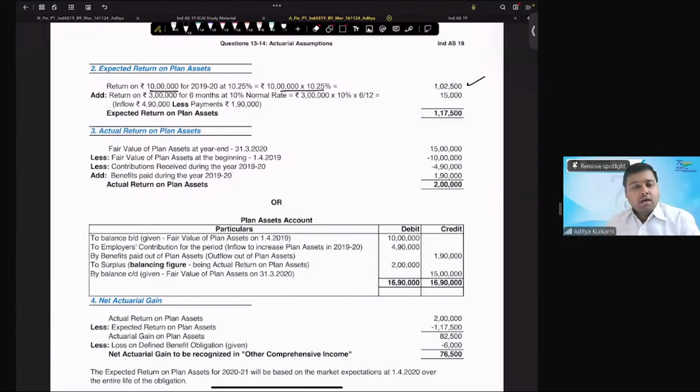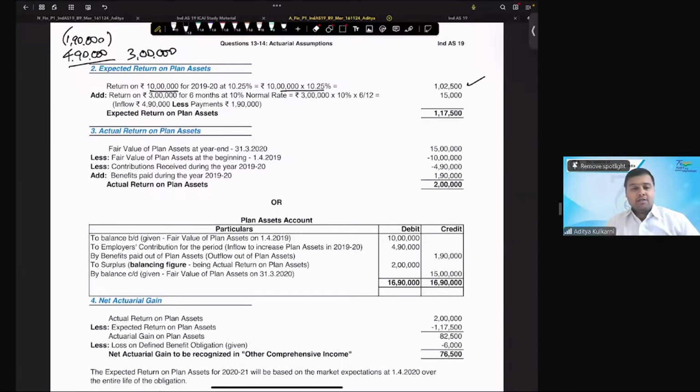1,02,500. Additionally, during the year, I paid 1,90,000 and I received 4,90,000. So my net inflows into the plan asset is 3 lakhs. Am I okay with this? Since the dates are not given, I am assuming both of them to happen in the middle of the year.